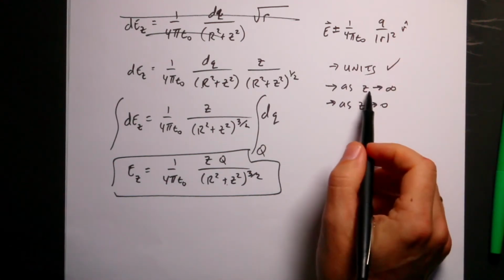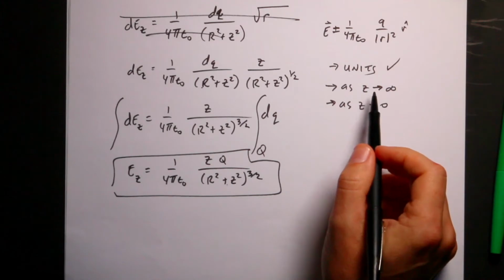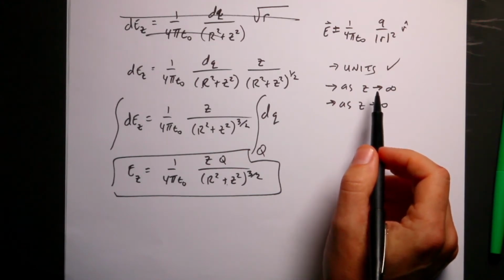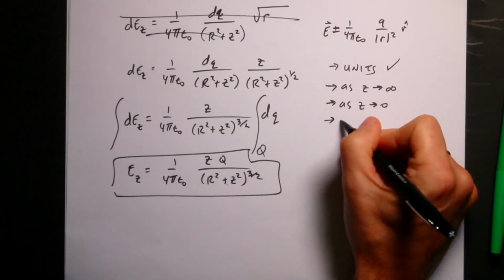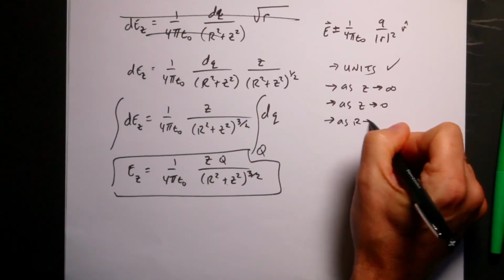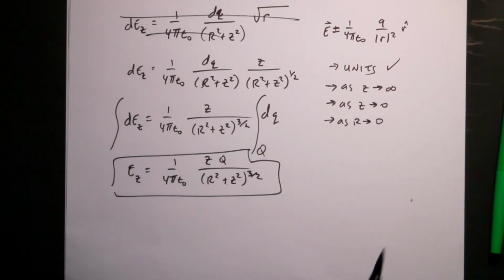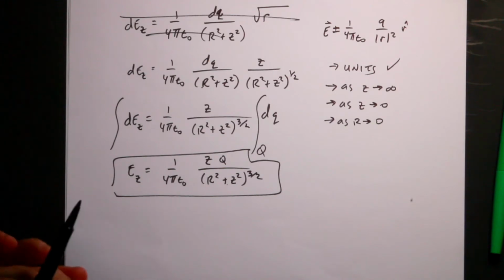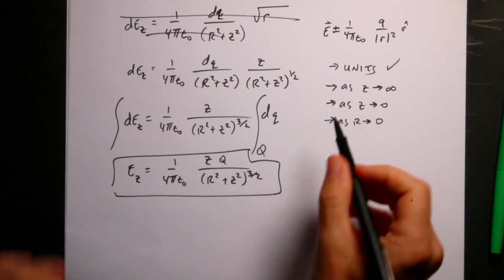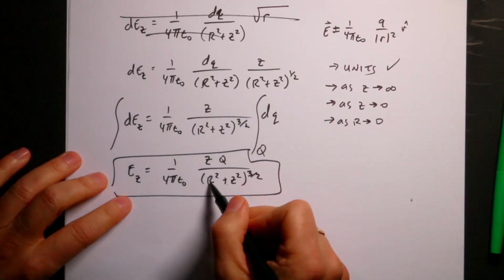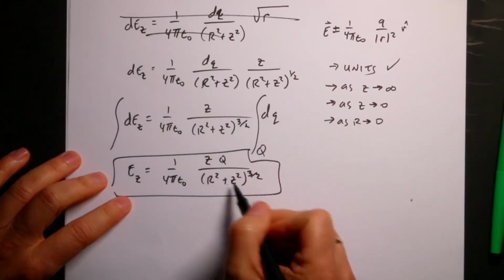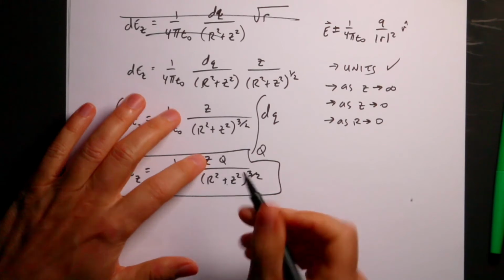Okay, what about as z goes to infinity? Well, a couple things should happen, right? As z goes to infinity, the electric field should go to 0, right? Because I have a finite charge distribution. These are all individual point charges. As I get really far away, the value of the electric field should go to 0.